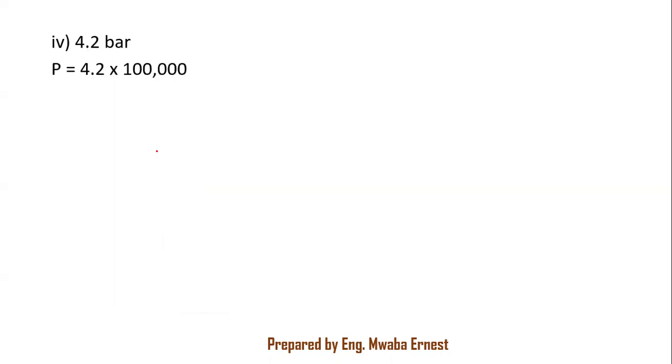(4.2 bar). Here, basically, we're just converting. 1 bar represents 100,000 pascals, or 10 power 5. So we say 4.2 times that same number. Now we get 420,000. And after that, we convert it to kilopascals. Just divide it by 1,000. Our answer is 420 kilopascals.